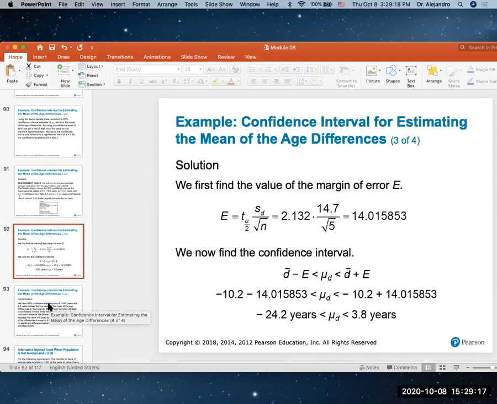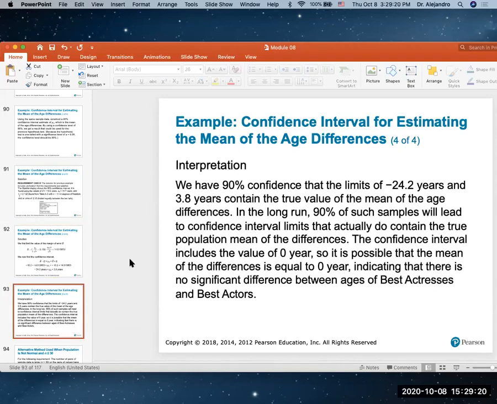So what is this telling us? So we are 90% confident that the limits between negative 24.2 years and 3.8 years contain the true value of the mean of the age difference. That means in the long run, 90% of such samples will lead to confidence interval limits that actually do contain the true population mean of the difference. That means that this confidence interval does contain the value of 0. So it's possible that the mean of the difference is equal to 0 years, indicating that there is no significant difference between the ages of best actresses and best actors.